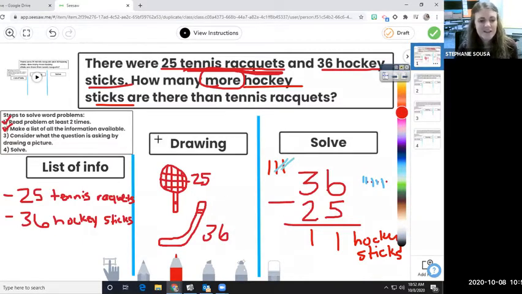All right. So this is how you can solve a problem that has a lot of words in it. Read the problem 2 times. That gives your brain time to understand what is there. Make a list of the information available. We've done that. Draw a picture. You're going to see on our next one why drawing a picture is a really great strategy. And then solve. Okay?